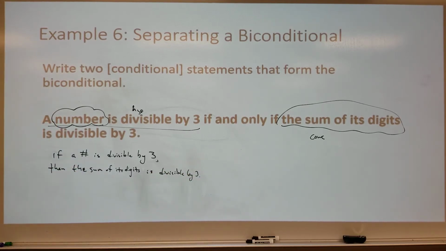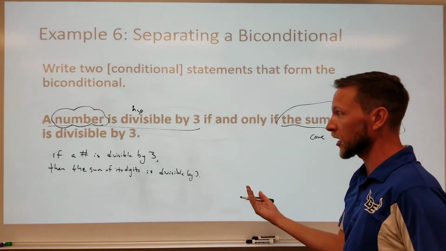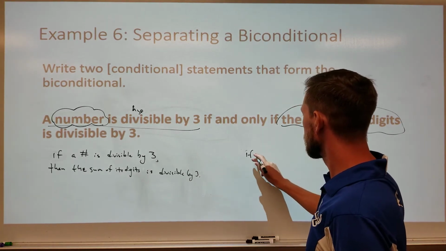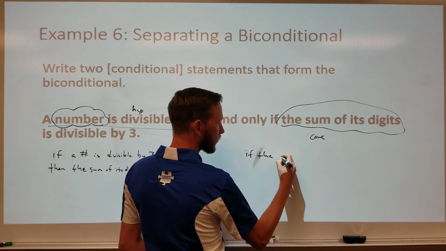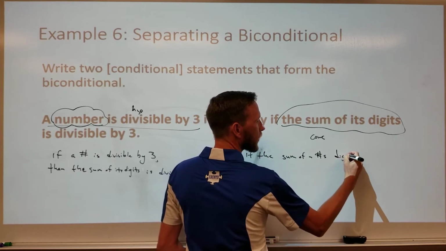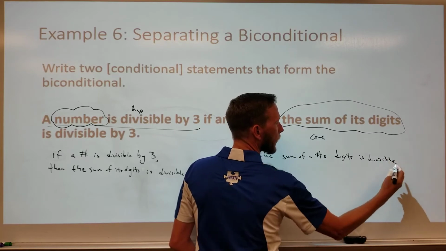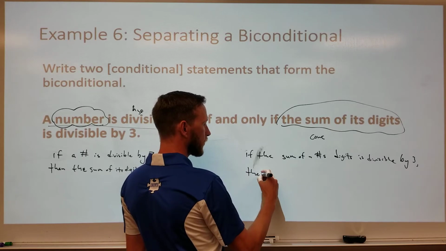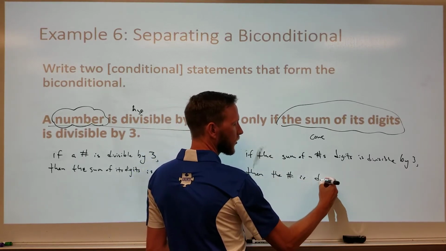This is a neat trick if you're ever testing a large number and you're like, what does this number divide by? Well, you can check 3's if the sum of the numbers added up to 3. If the sum of a number's digits is divisible by 3, then the number, or it, is divisible by 3.